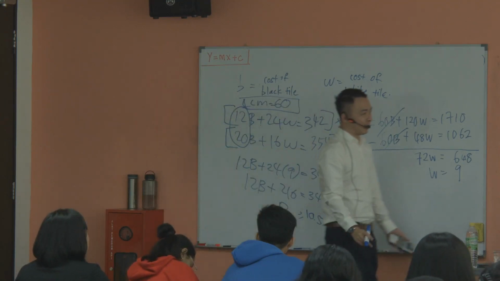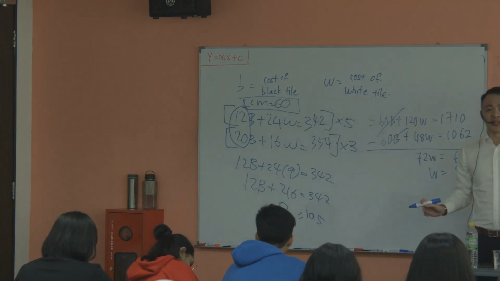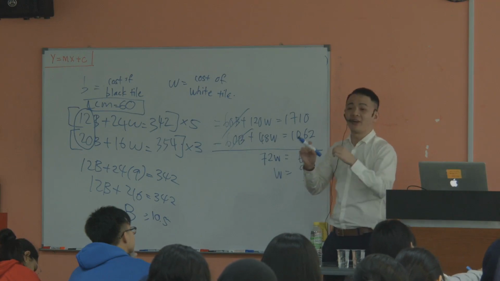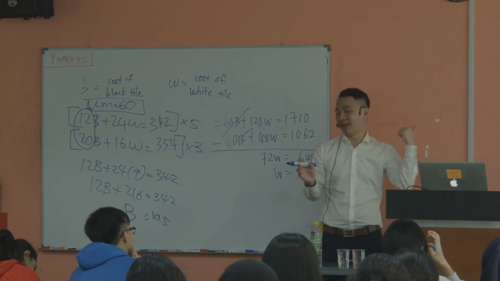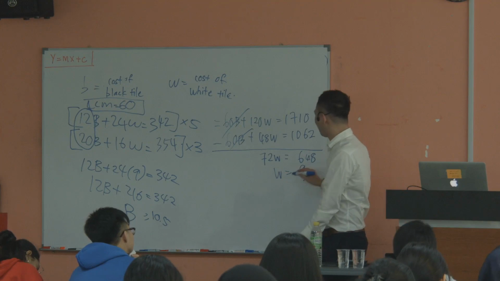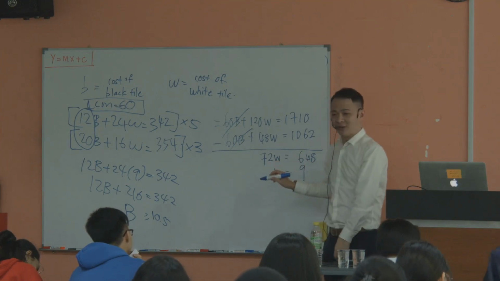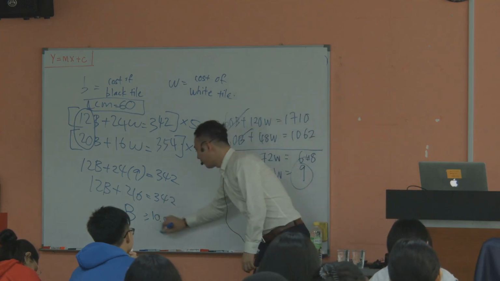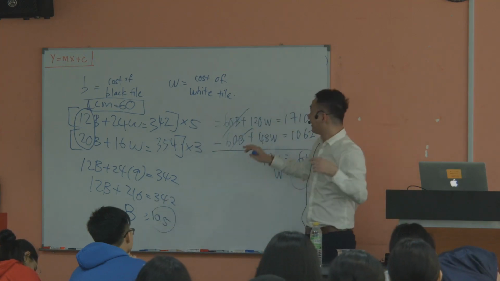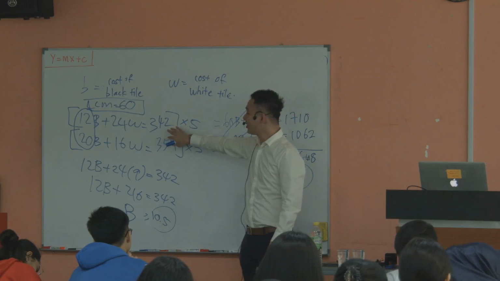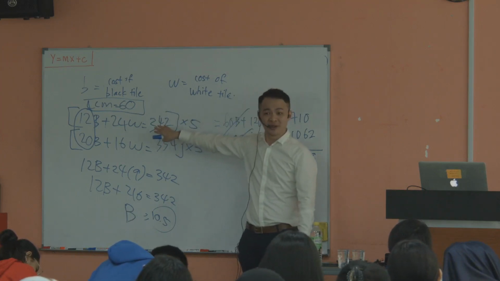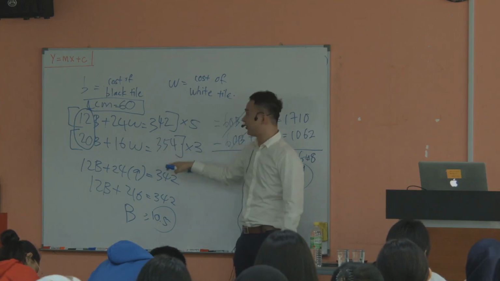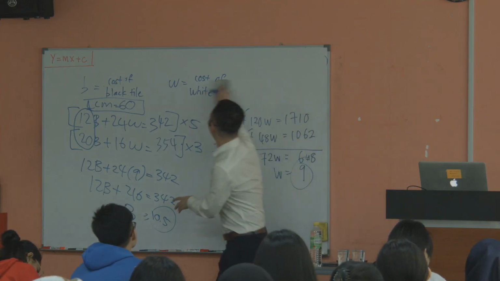But what's so good about this kind of simultaneous question is you can always check whether your answer is correct or not. Because for simultaneous equations, you must check, or else you actually waste the mark. So for the white tile, it is 9 ringgit for each tile. For black, it will be 10.5, right? So I can apply back to my first equation to see whether I can get 342 or not, or apply back to my second equation to see whether I can get 354 or not. So what I will do is like this.